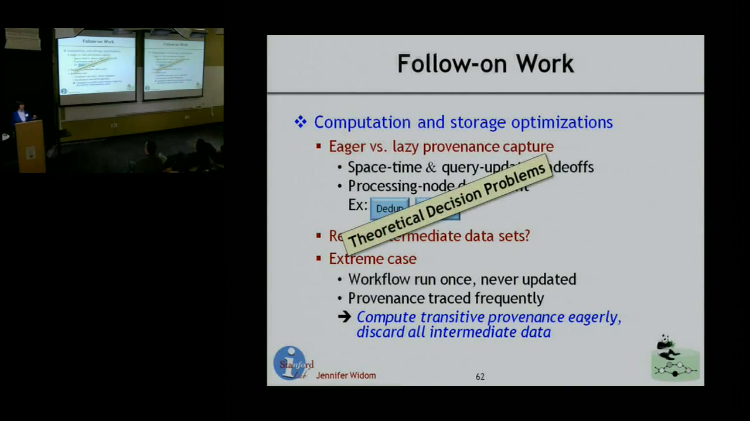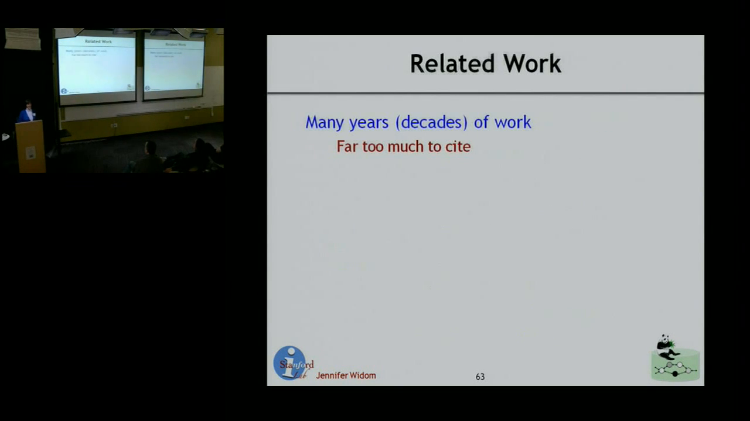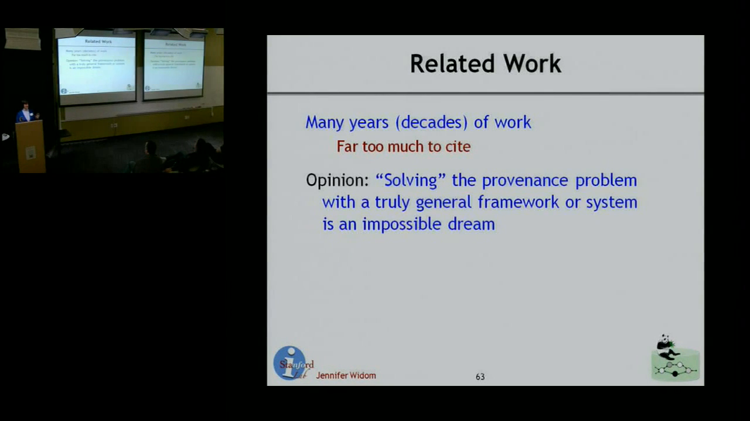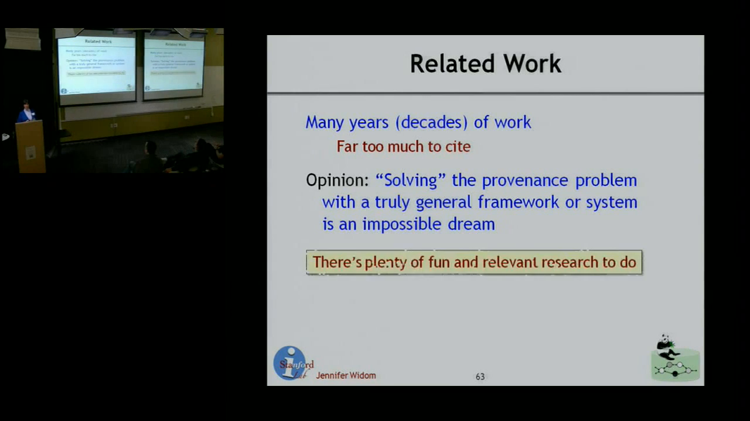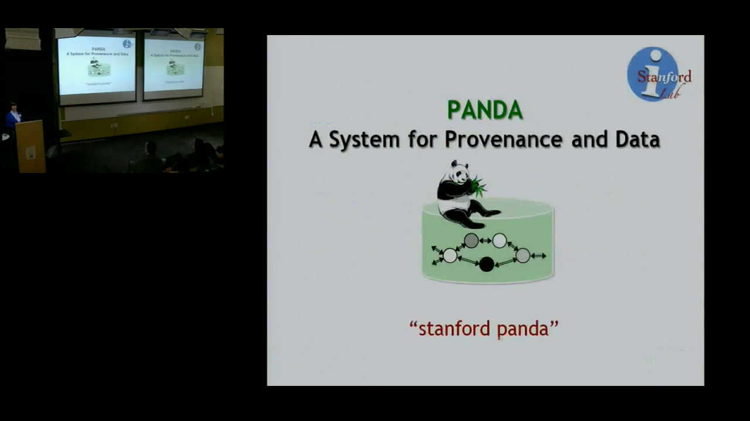There's a big area of theoretical decision problems here, as well as system issues. Okay, related work: huge, many decades of work in provenance, tons and tons. That goes back to my original opinion that the problem will never be solved, but there's a whole bunch of fun research to do. And I'm finished. So thank you.